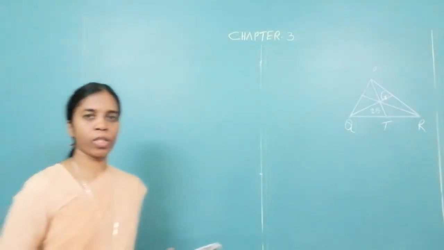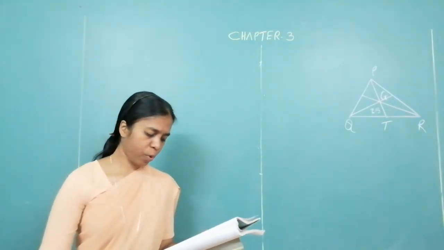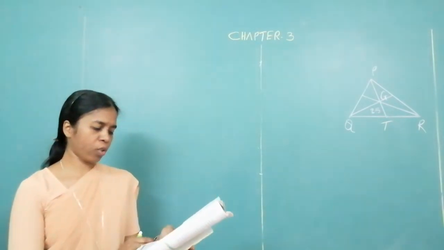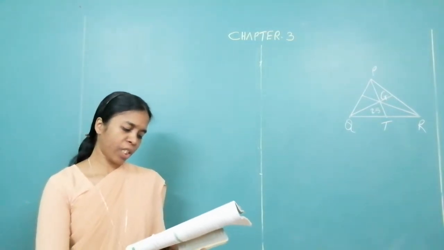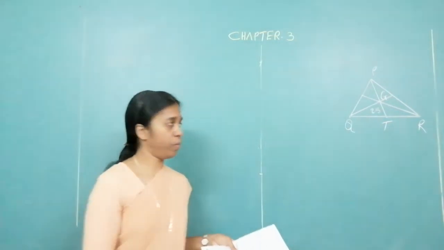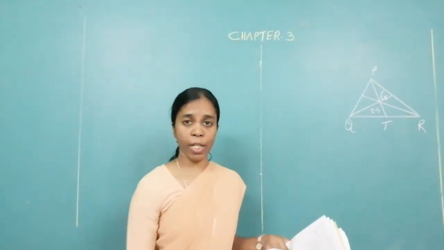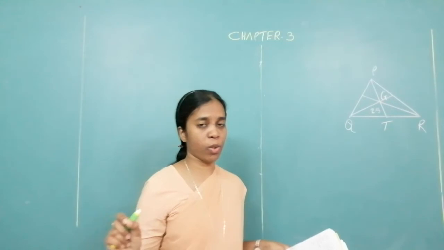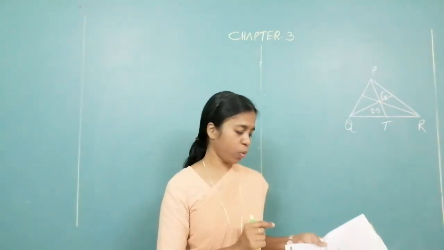Let us look at question number 4. In the figure 3.38, point G is the point of concurrence of the medians. That is, G is the centroid. If GT is equal to 2.5. Remember, G is the centroid. We have learned some property of centroid. Centroid divides the median in the ratio of 2:1.